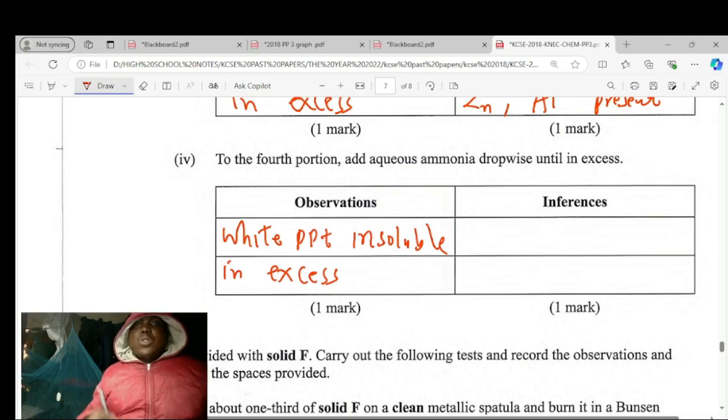because zinc, when you add ammonia solution, dissolves to form a colorless solution. Now it means zinc is absent, and if zinc is absent, then what is present is aluminium. So aluminium, Al3+ present.